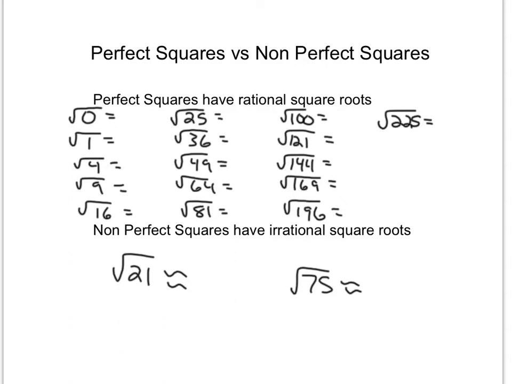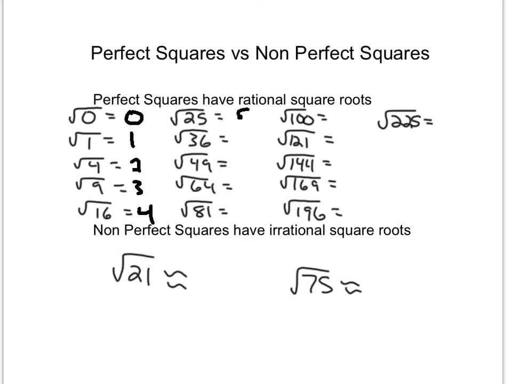For example, the square root of 0 is 0, square root of 1 is 1, square root of 4 is 2, square root of 9 is 3, square root of 16 is 4. Now notice the square roots are all whole numbers. They're rational numbers. So 0 is a perfect square, 1 is a perfect square, 4 is a perfect square, 9 is a perfect square, and 16 is a perfect square. And we can go on.